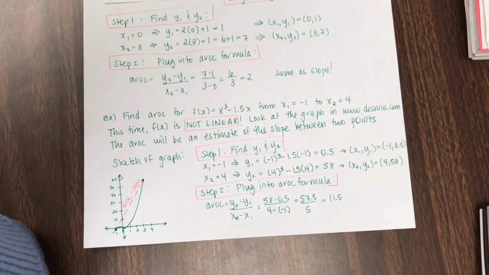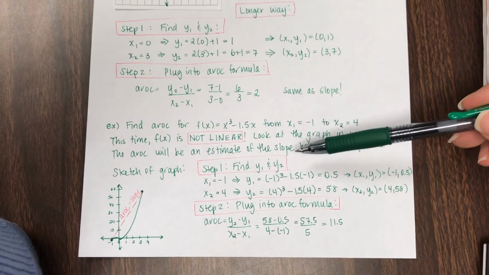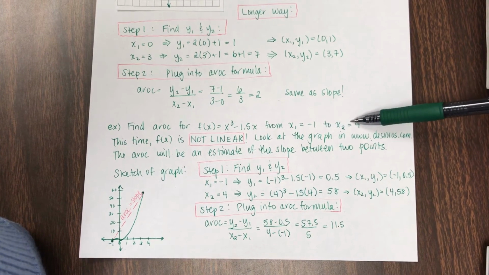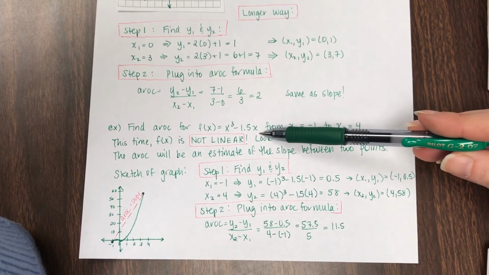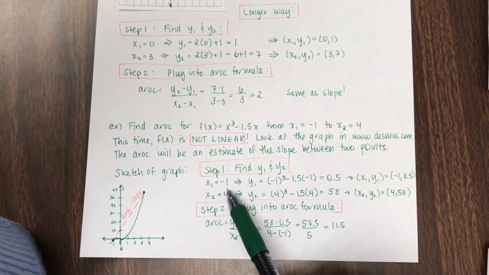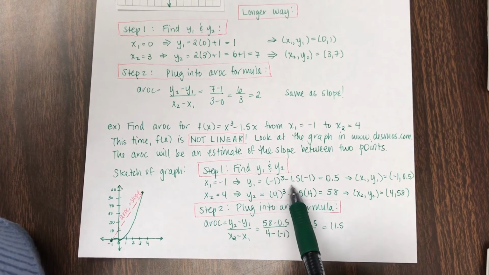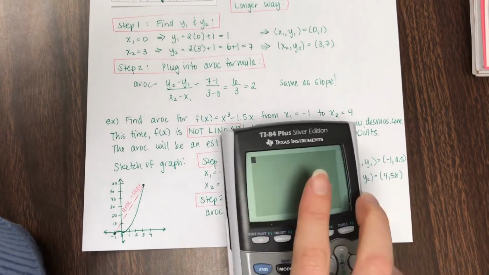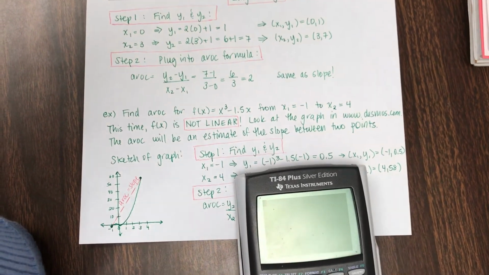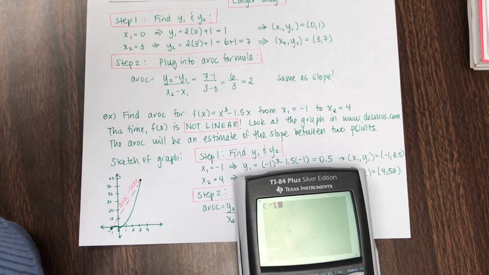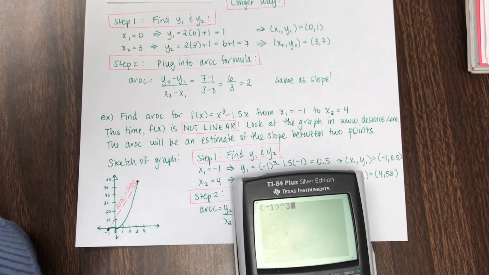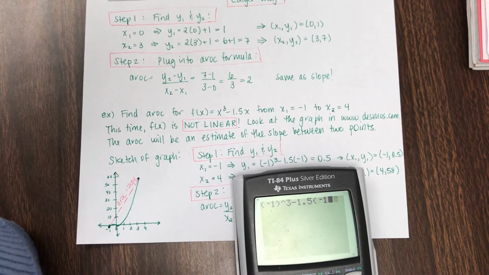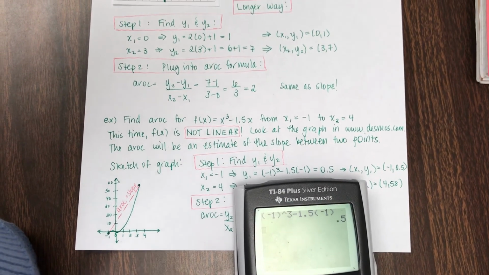So now that we kind of understand what we're looking at, it's the same steps as before. First, we're going to find y1 and y2. So once again, they gave us x1 and x2. They also gave us the function. So I'm going to plug in -1 here, and that's going to give me -1 cubed minus 1.5 times -1. I did that on my calculator. So on either calculator, you're just going to plug in exactly what you see, -1 cubed minus 1.5 times -1, and I got 0.5.